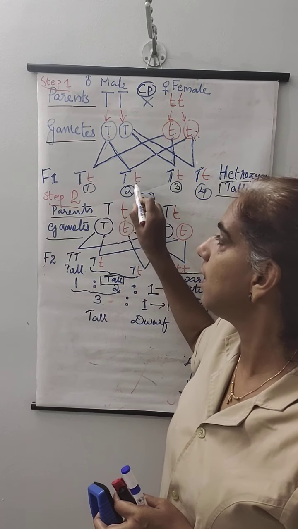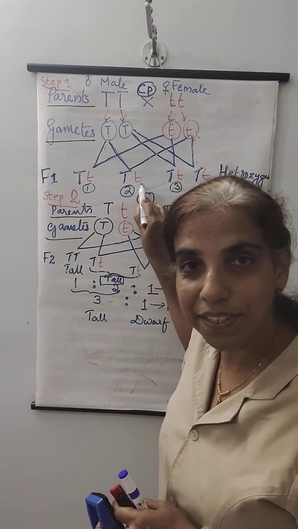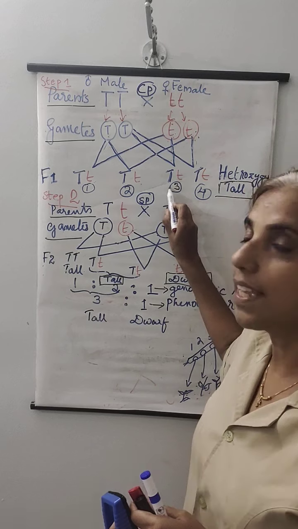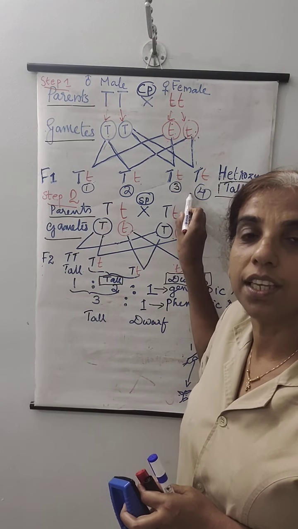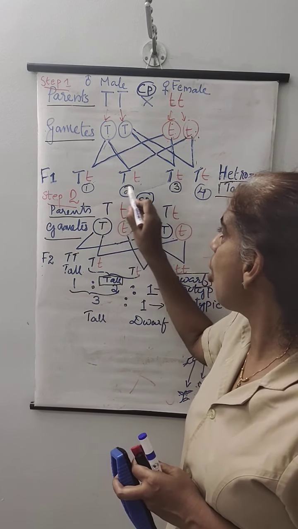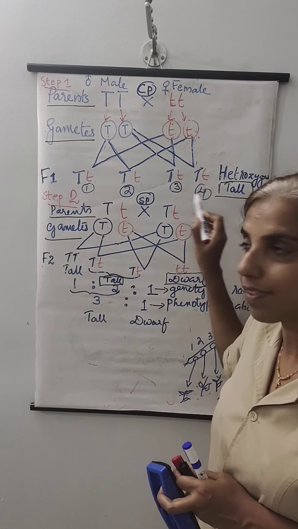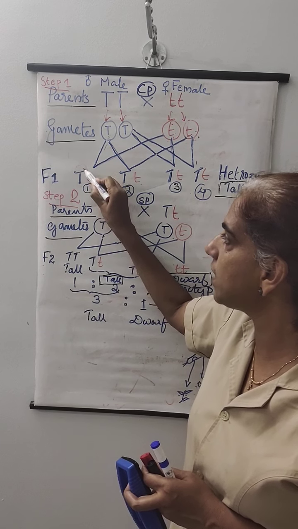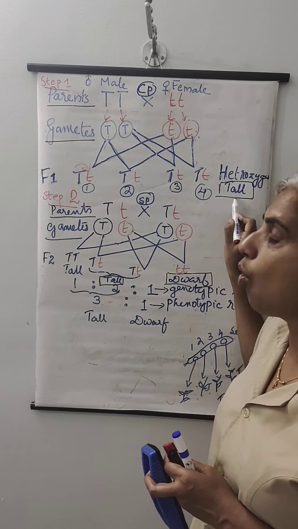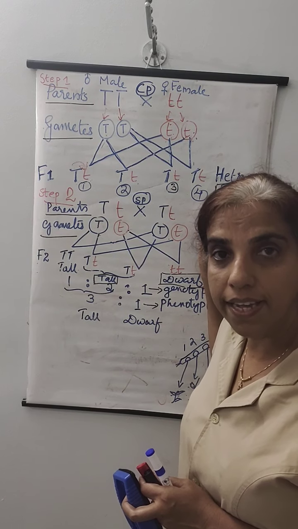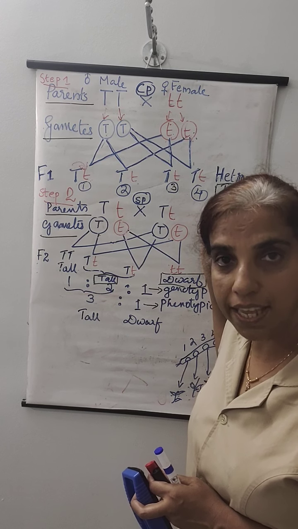So when the first chance is fertilizing, what can happen? Capital T small t. Second, the same thing, capital T small t. Third, capital T small t. Fourth, capital T small t. All plants are heterozygous tall, because capital T is dominating over the small t. So all 4 plants will be heterozygous.